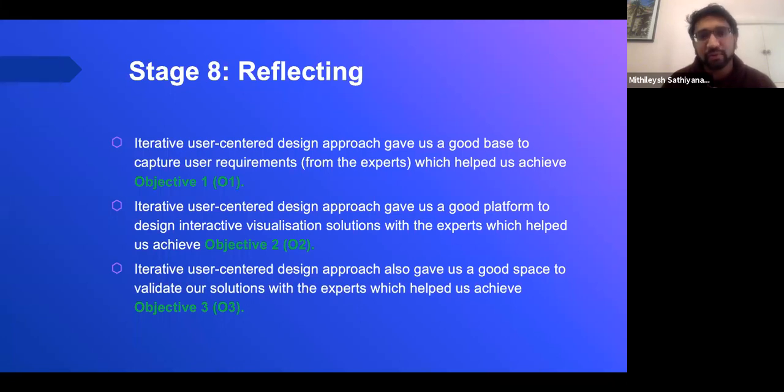And in objective 2, again, it gave us a very good platform to build and design solutions, which is also part of user-centered design. And the third objective was about validating the solutions, again with the experts. The healthcare professionals were quite happy because we were able to demonstrate what their requirement was, and we were able to show them that kind of capability in whatever we designed. So that forms our objective 3. This is how we were able to reflect constantly.